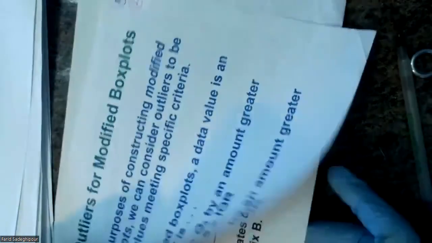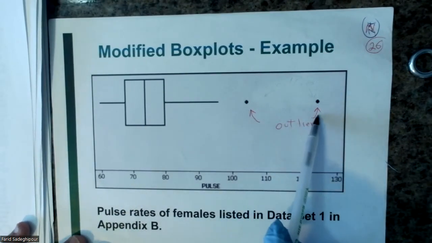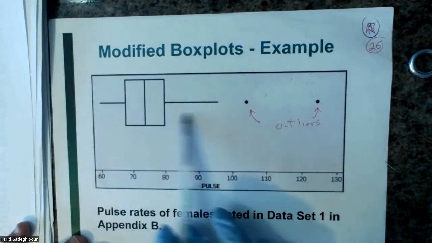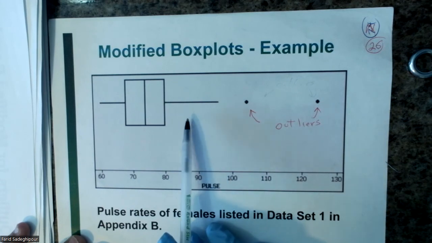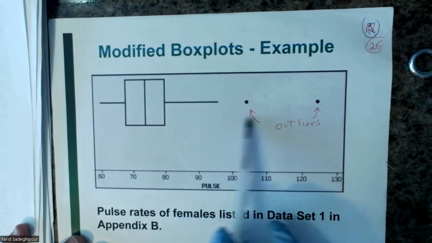So next, in my next lecture, I go through, like in this example, these two numbers fall out of the range. So that means these are, when you draw the box plot, this is a modified box plot because it shows that these two numbers are not within the range. So they're outliers.